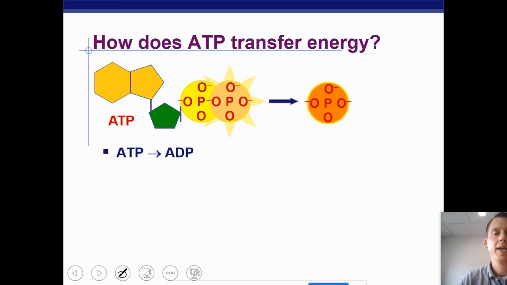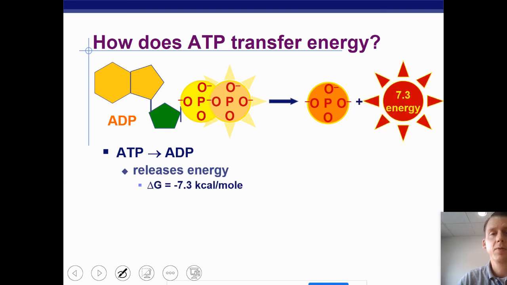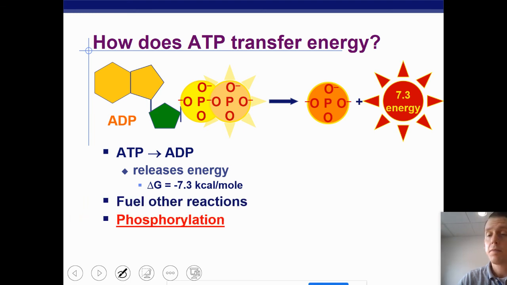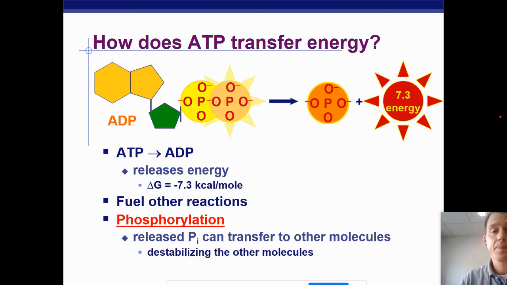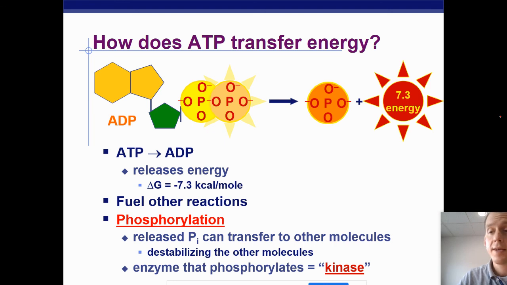Okay, so ATP just became ADP there, and releases about 7.3 kilocalories of energy that can fuel other reactions. Phosphorylation, which is the released phosphate now, can then be used on other molecules to make those other molecules do some work. It can destabilize them, and an enzyme that phosphorylates things is called a kinase.